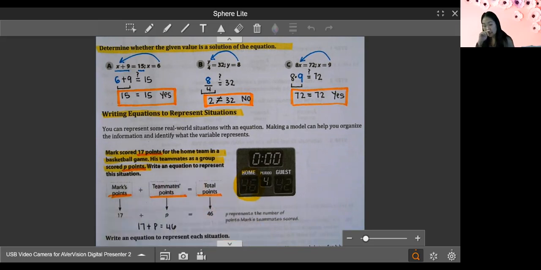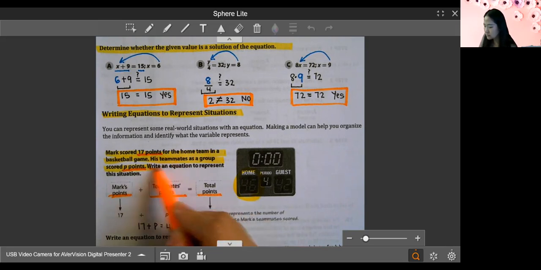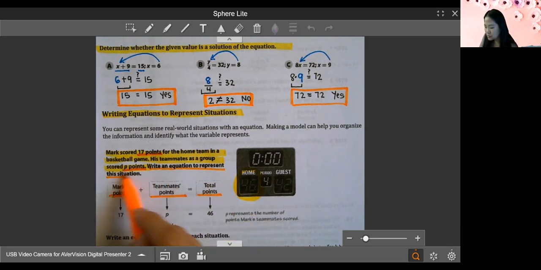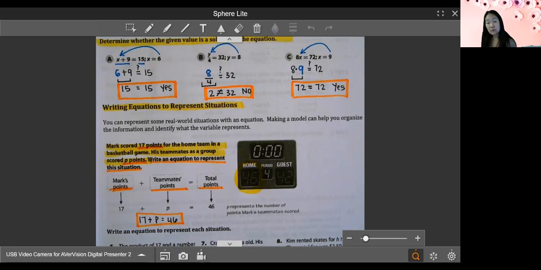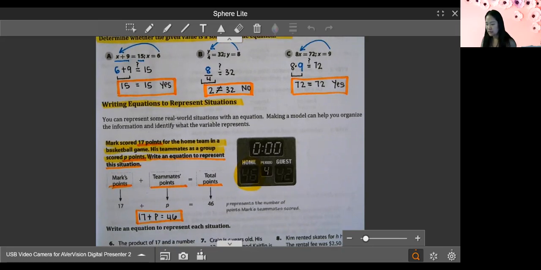And right now, it just says write an equation to represent the situation. If you take a look here, it doesn't ask you to solve anything. So just the equation is the answer. Okay. On the next page, we're going to actually see what is the solution of the equation.